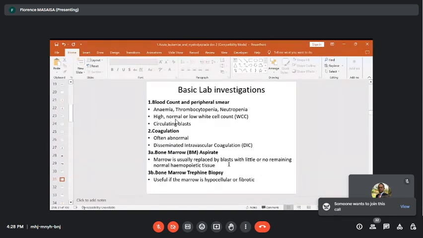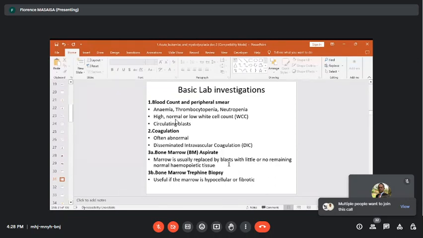Let's go to the laboratory now, the full blood count and the peripheral blood film. There will be features of anemia, thrombocytopenia, and neutropenia. The white cell count most of the time is very high, but you may also see normal or decreased count, which is somehow not common. You will see the circulating blasts. As we said before, only mature cells are found in the peripheral blood film. But in case of leukemia, you may see some lymphoblasts in the peripheral blood film. So those are somewhat suspicious of leukemia.